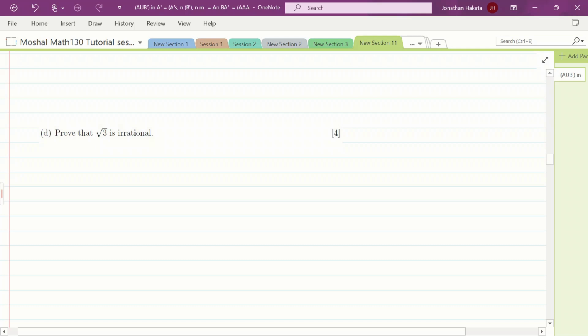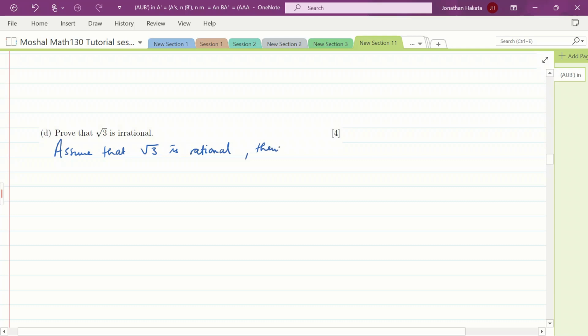Prove that root 3 is irrational. In other words, prove that we cannot write root 3 as a fraction a over b, where a and b are integers in their lowest terms without a common divisor. That's the idea. So you can't do a direct proof for this one. Rather, you prove by contradiction. You say, assume that root 3 is rational. We are kind of contradicting what is given.